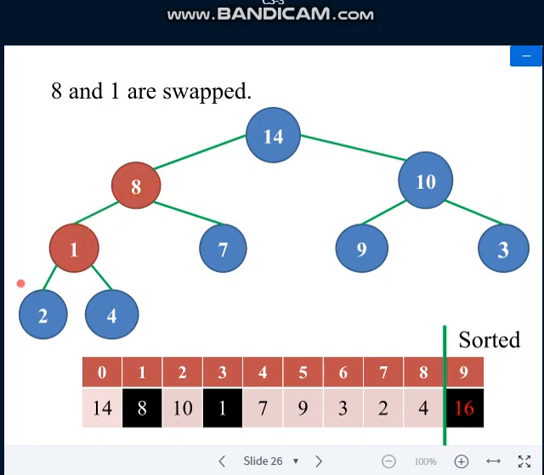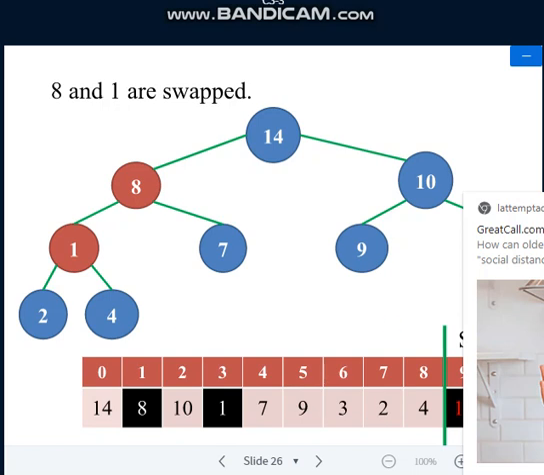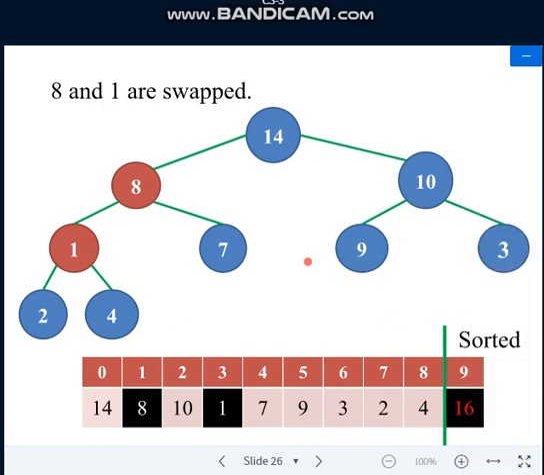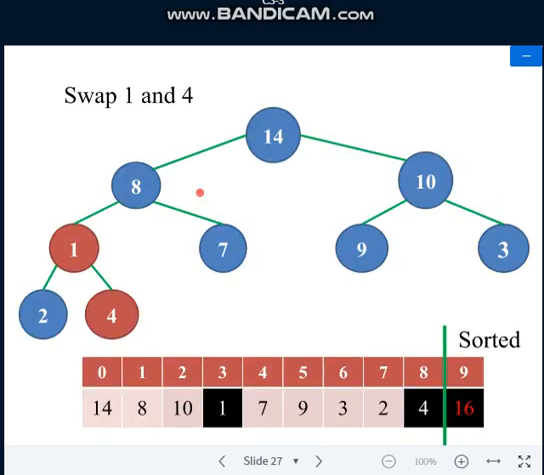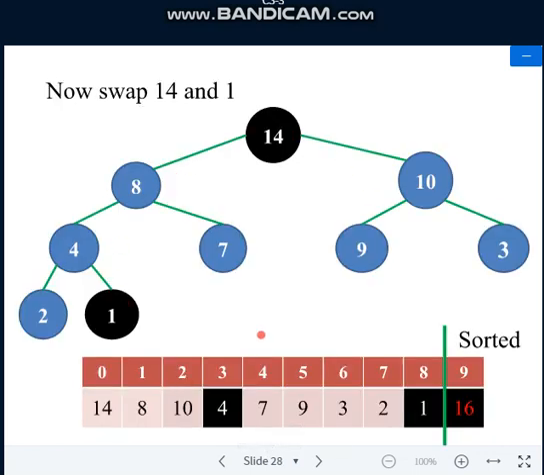Now again coming to this subtree: 1, 2 and 4. Among these three, which one is greater? 4 is greater. So you are going to swap 1 and 4. That is what you are going to do here. If you swap 1 and 4, this is the tree you have got.